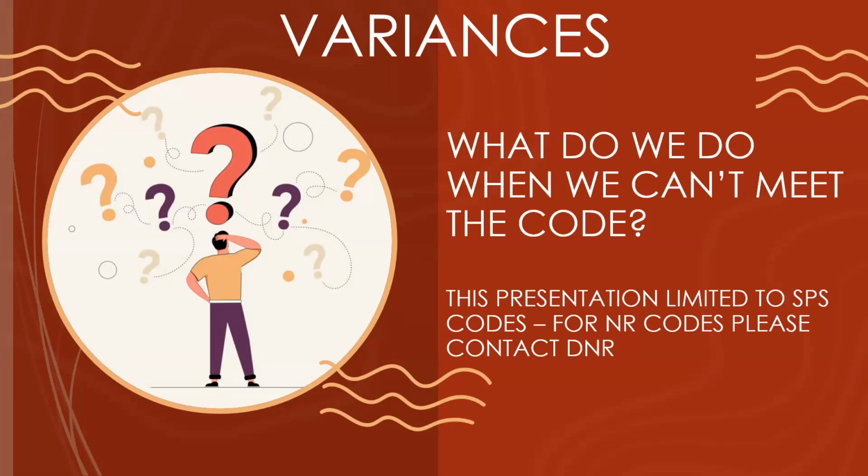So variances, what are they? What do we do when we can't meet the code? Specifically today, I'm going to be talking about the SPS code and specifically 383, most specifically. If you have questions about the NR codes, so the well codes and things like that, please contact the DNR. I know there's been a bit of discussion very recently about well setbacks and things like that, but we're not going to cover that today. The topic of the presentation is variances as they go with the SPS codes.